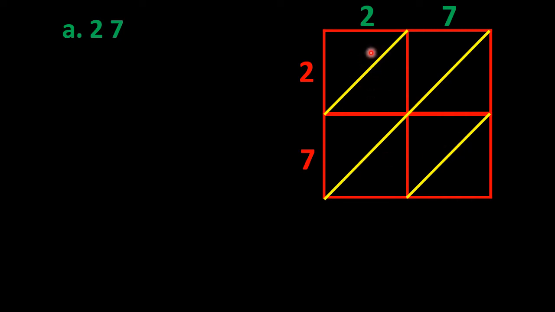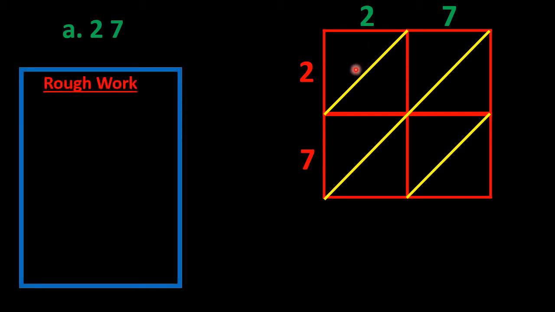For the first square we have to multiply the number which is to the left, that is 2, and on the top 2. So in the rough we multiply 2 into 2, which is 4. This is a single digit, but here we have to write two digits. So this 4 can be written as 0 4. Here we write 0 on the upper part and 4 on the lower part. So 2 into 2 is 0 4.